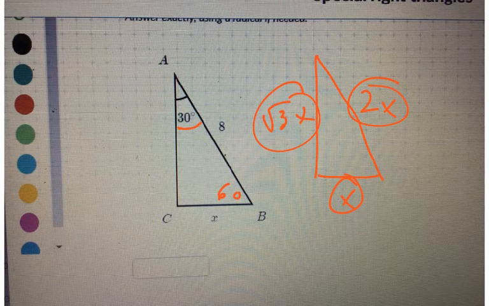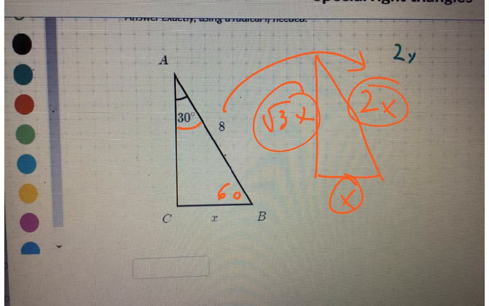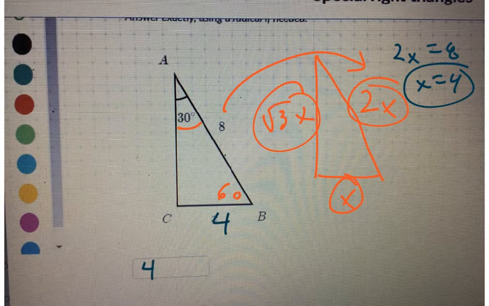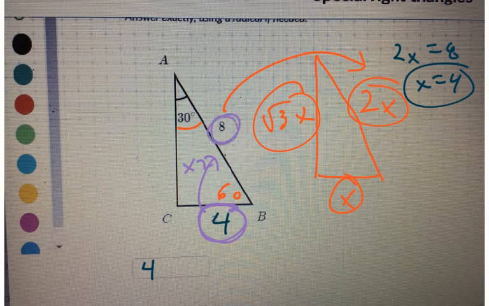So notice they gave us the longer side, so we could actually make an algebra problem out of this. If 2x is supposed to equal 8, x must be 4, right? So x there's got to be 4. We're going to put in 4 there, and we're going to get it right. Now, just for clarity's sake, why do I know that's 4? Because 4 times 2 is 8. The hypotenuse is always twice as big as the short side. The short side is always half as big. That's what we're doing here. All right, let's go on to the next one.